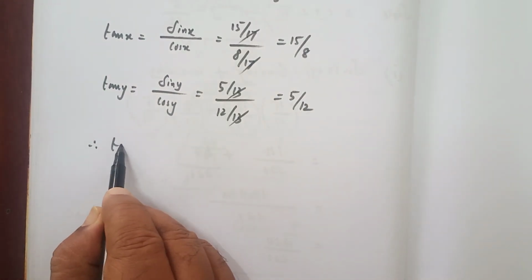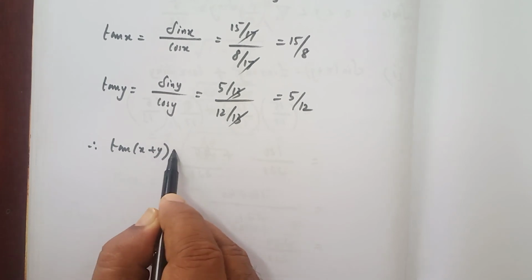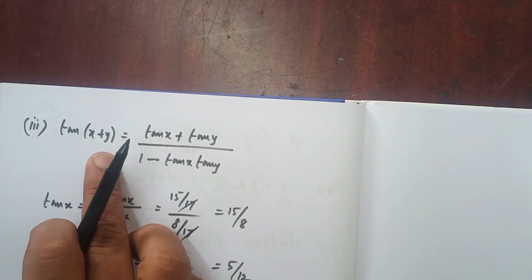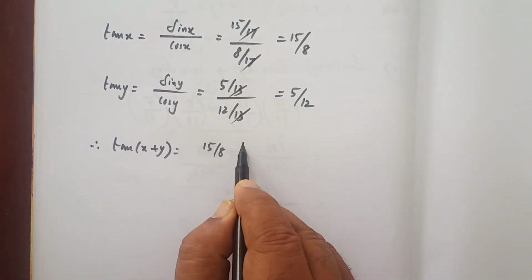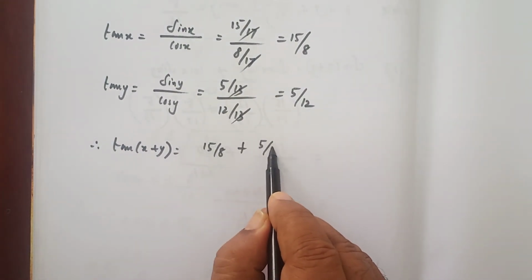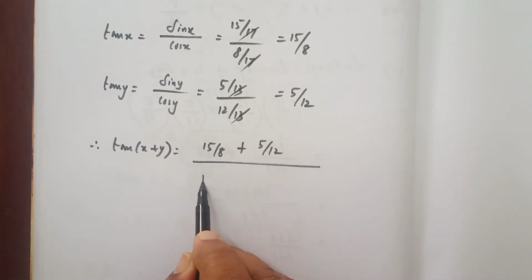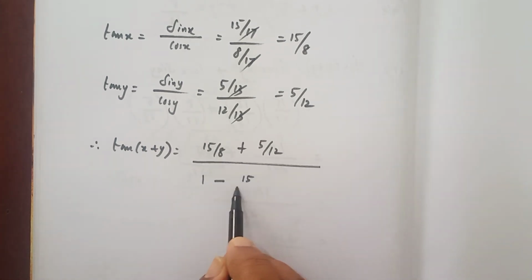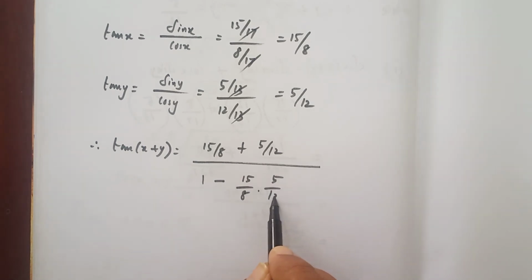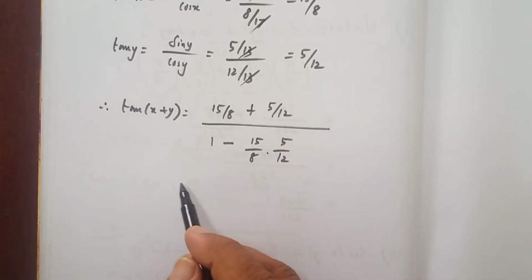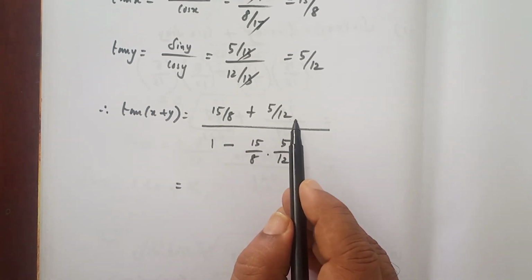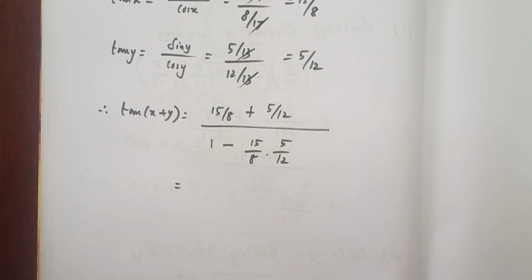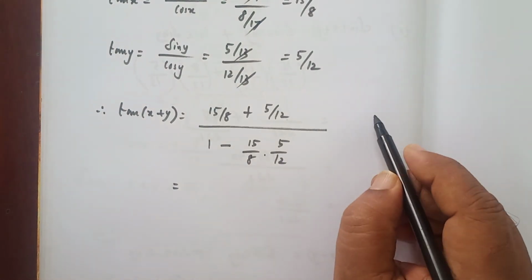Therefore tan of x plus y is equal to tan x plus tan y. Tan x value is 15 by 8 plus tan y value is 5 by 12, divided by 1 minus tan x value 15 by 8 into 5 by 12. We have to simplify. For 8 and 12, LCM is 36. Sorry, 24. 24 is the LCM for 8 and 12.